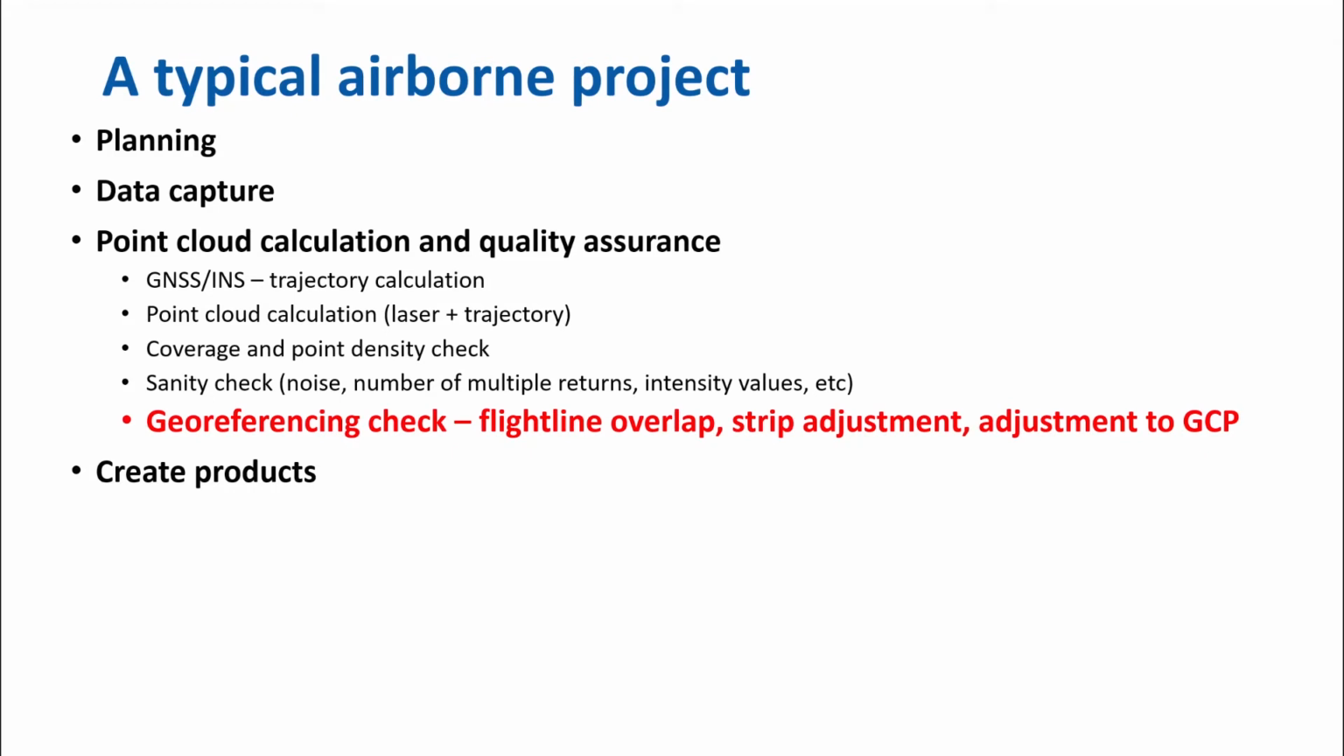So when do you do strip adjustment? Well, after data capture you calculate the point cloud, and as a part of the quality assurance process you do a strip adjustment to ensure good georeferencing and good geometric accuracy in the point cloud. And by assuring good quality, you can start to create products from the point cloud.